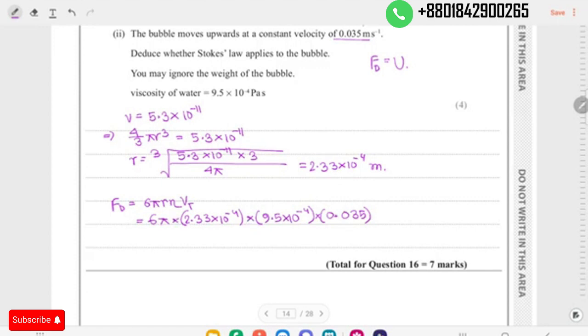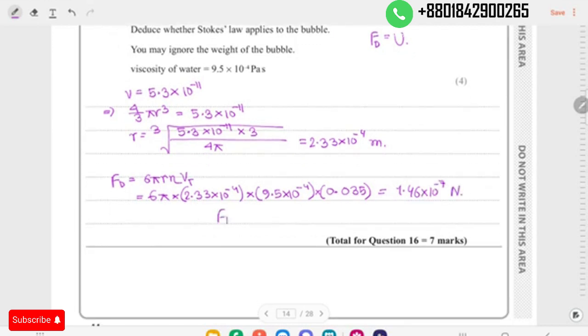So 6 pi with the radius and 9.5 × 10^-4 with 0.035 velocity, and you actually get your drag force to be 1.46 × 10^-7, which is clearly smaller than the upthrust. So I'll just write it over here, 1.46 × 10^-7 Newton, which is basically drag less than upthrust. So Stokes' law certainly doesn't apply to this specific bubble, right?